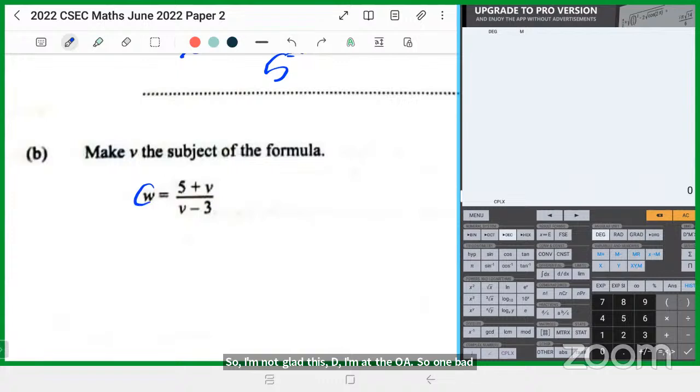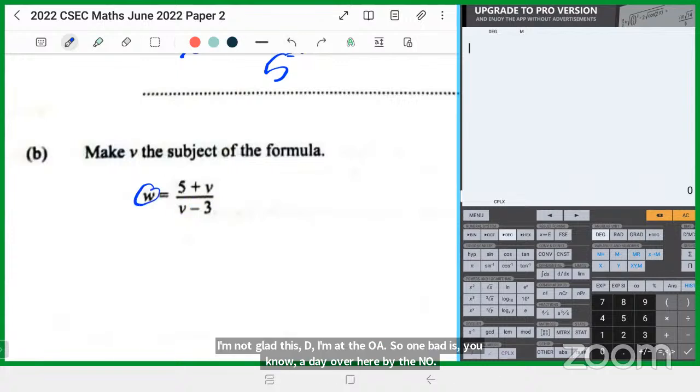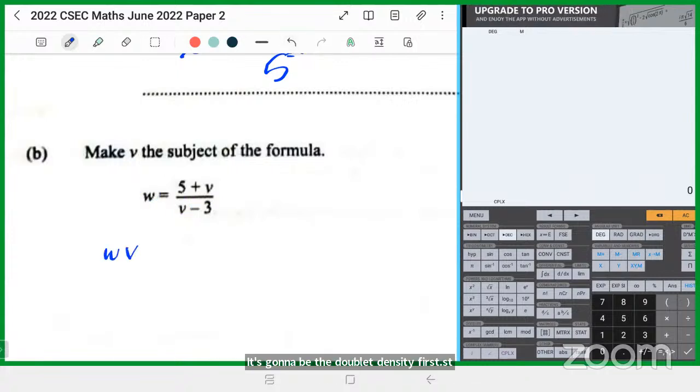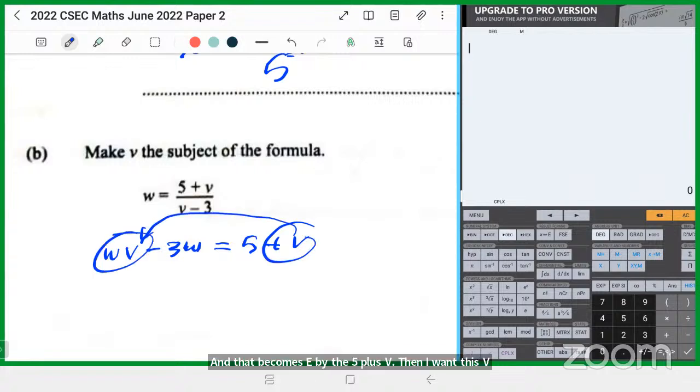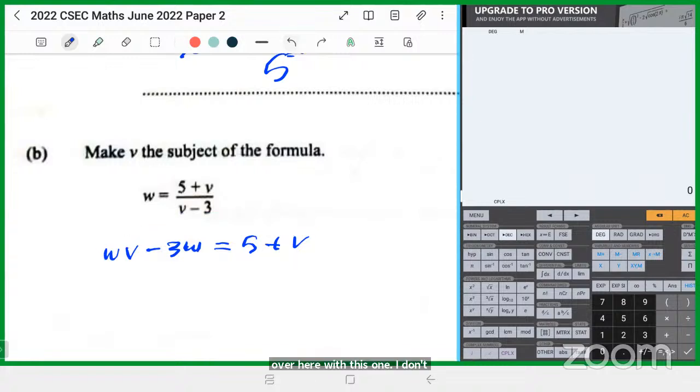So multiply this denominator over here by the w. It's going to be the w times the v first. That is wv. And then w times the negative 3. That's minus 3w. And that becomes equal to 5 plus v. Then I want this v over here with this one. And I don't want this 3w over here. Don't have any v in it. I want it over that side.